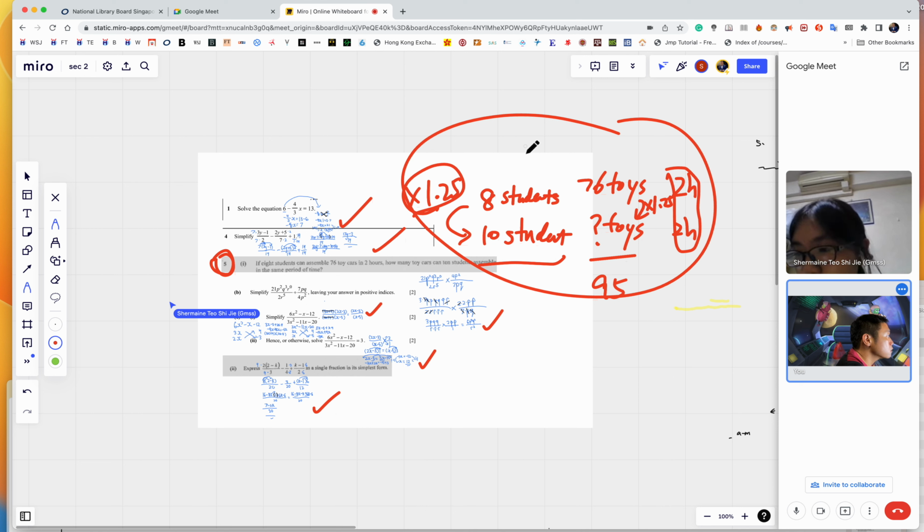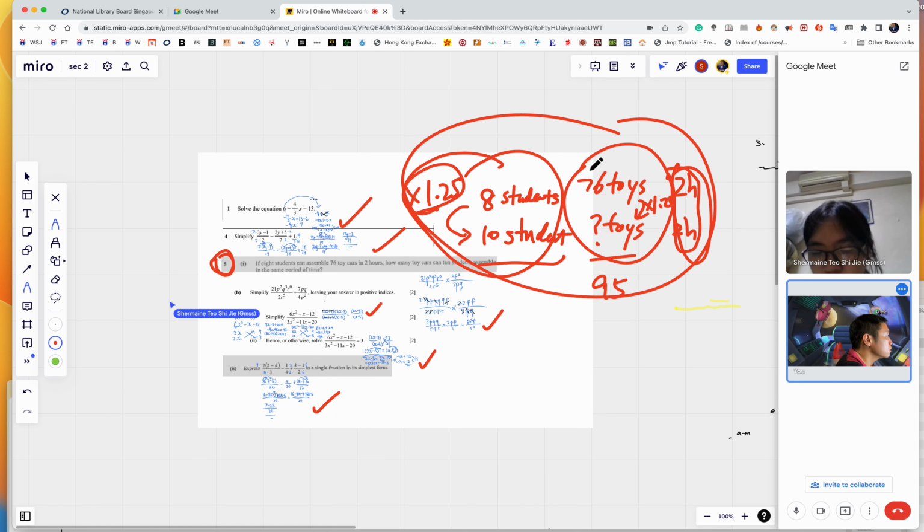Okay? So very easy. Same time, if the students increase by this factor, then the toys will also increase by this factor. Are you clear? Yeah. If the students decrease, divide by this factor, your toys will also divide. Understand? More students, more output. Less students, less output. Does it make sense? Yes. More students, more work done, right? Less students, less work done. So that's why times, divide. Okay, next page.